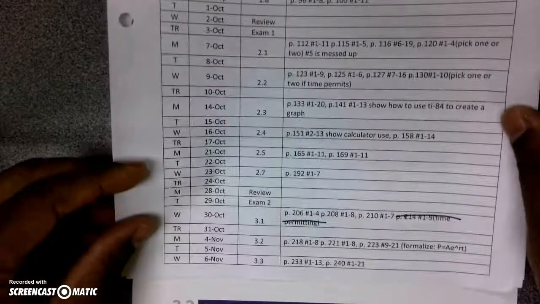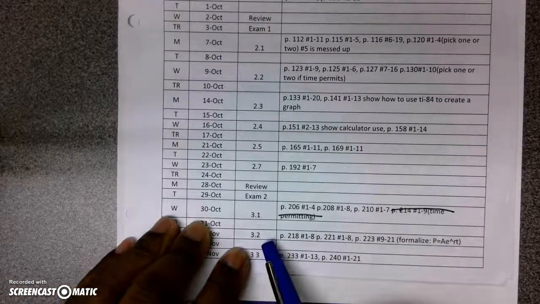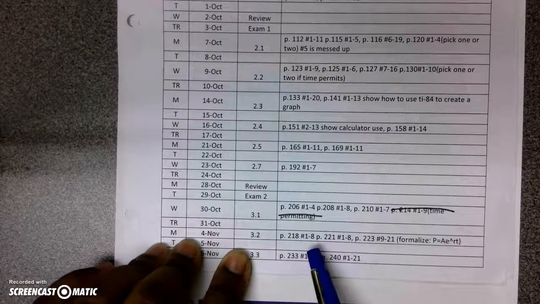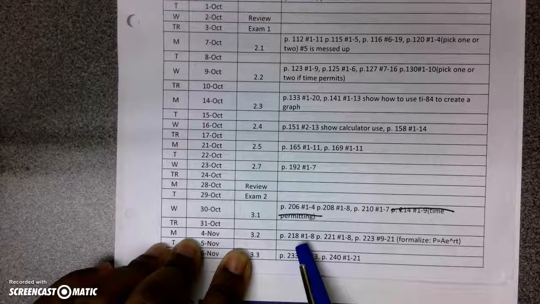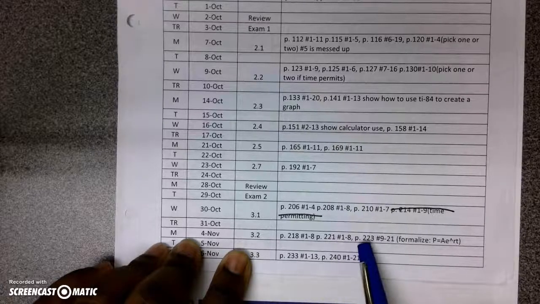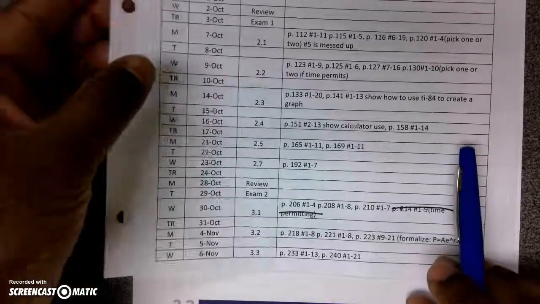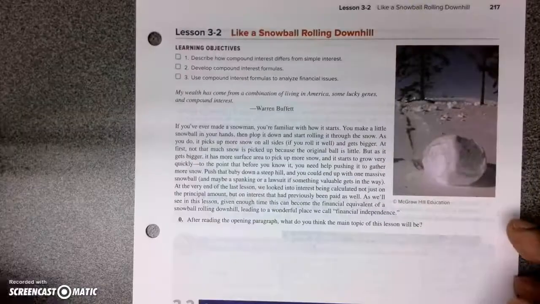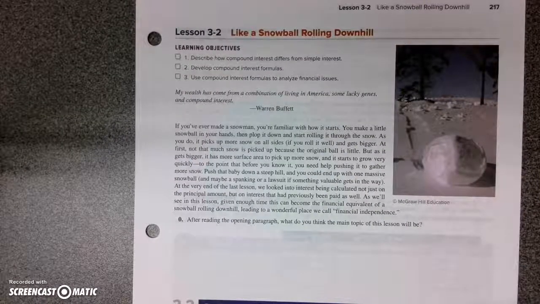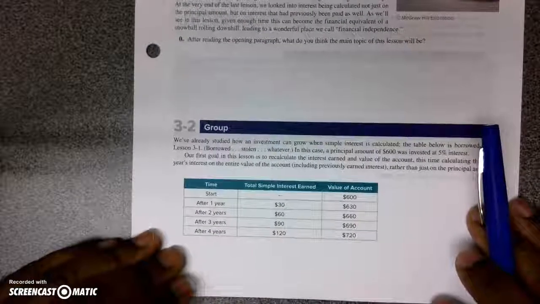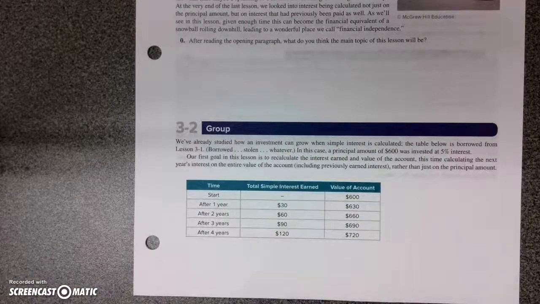Now if we come down here to our syllabus, we have section 3.2. We're supposed to do page 218, 221, and 223. Okay, so now we will get started. It says we've already studied how an investment can grow when simple interest is calculated.